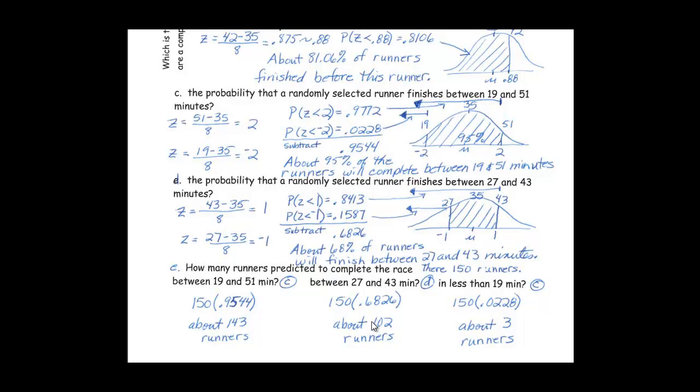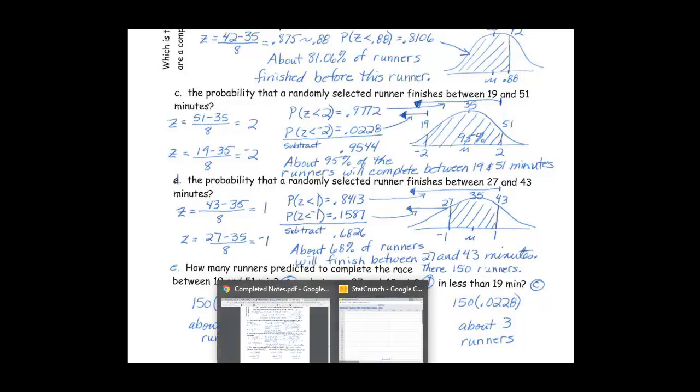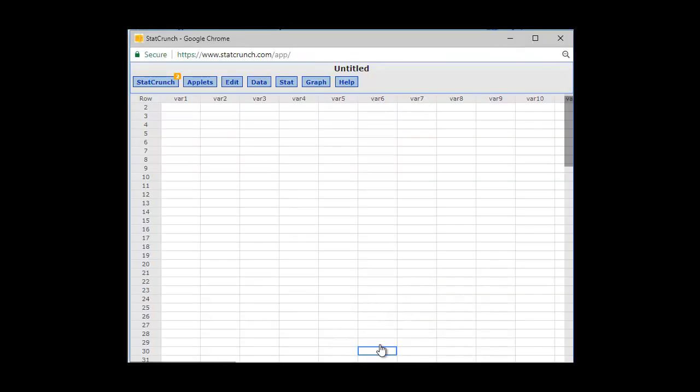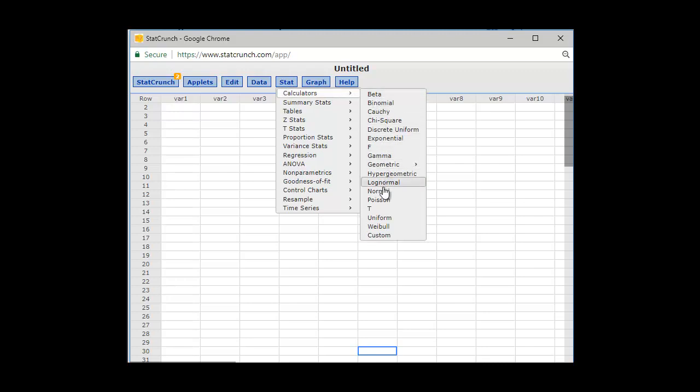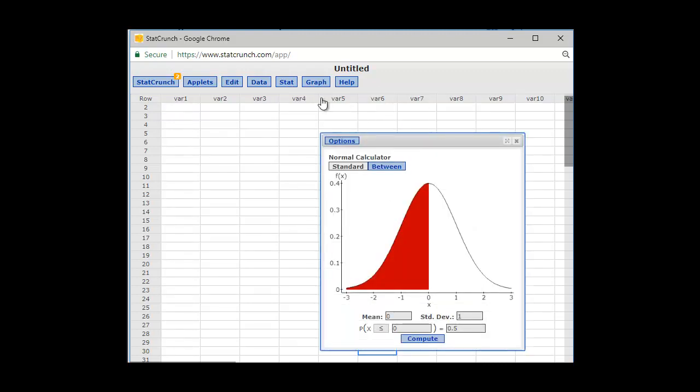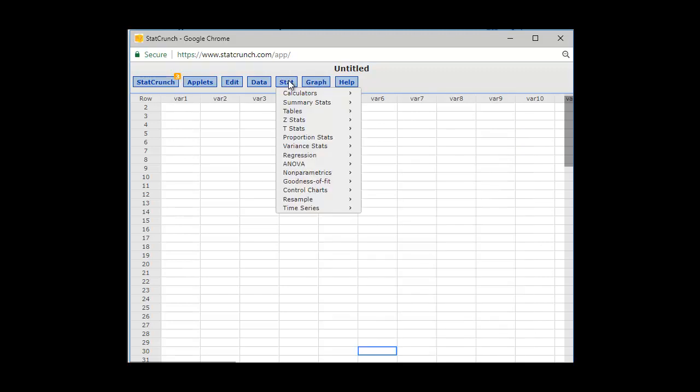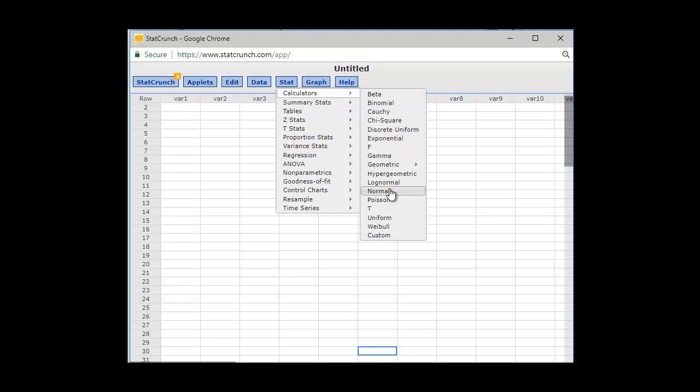Okay, the other thing that I want to show you is that this can all be done on StatCrunch. So I'm going to open up StatCrunch, and the very first problem that we did was looking at the runner with 32 minutes. So let's go ahead and take a peek at that. The way you do this in StatCrunch is you need to go to Stats, Calculators, and then down to Normal. Up until now, we've done Stat Calculators, we've done Binomial, and we've done Custom, but we're in the normal distribution, so it makes sense that we're going to go to Normal.